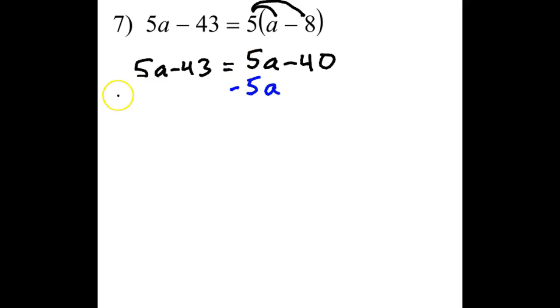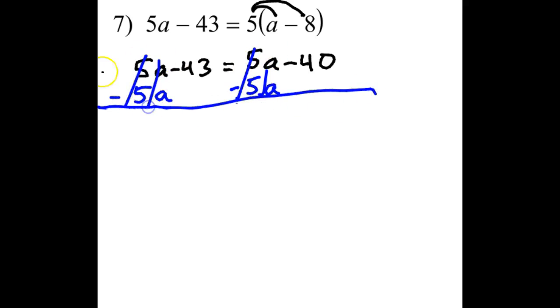If I distribute on the right-hand side, I'll get 5a minus 40. Bring down the left-hand side, 5a minus 43. And you can kind of see the same thing happening again. On the right-hand side, we have positive 5a, so I'm going to subtract 5a from both sides. All right, and once again, the variables on both sides cancel out. There are no more variables. They're gone. I'm just left with negative 43 equals negative 40.